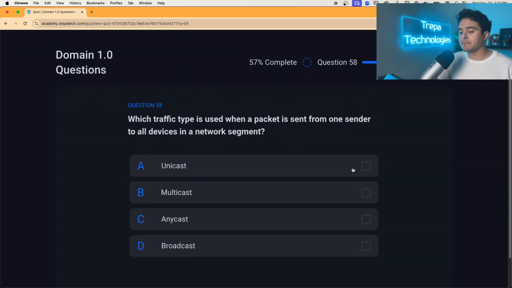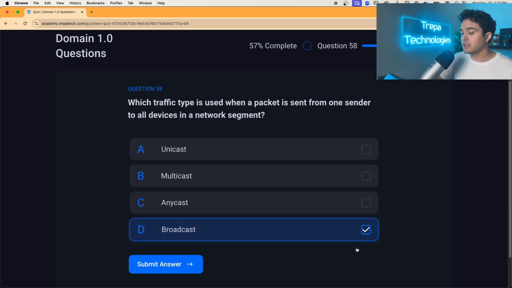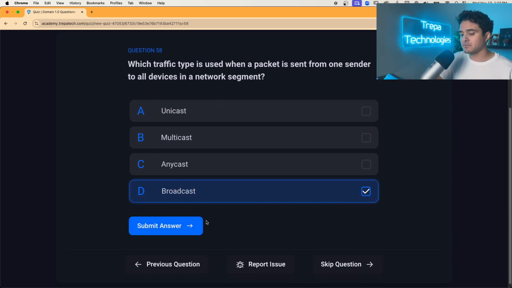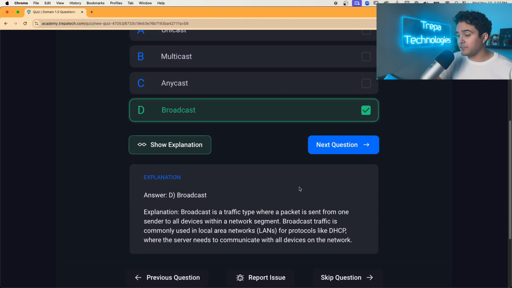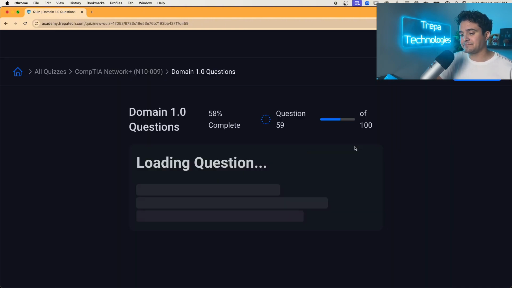Question 58. Which traffic type is used when a packet is sent from one sender to all devices in a network segment? That's going to be a broadcast. So when you put in the destination IP header, the broadcast address of a subnet, every single device on that LAN that's connected that has an IP address will receive that message. That's going to be a broadcast. Go ahead and pause the video if you'd like to read the explanation.